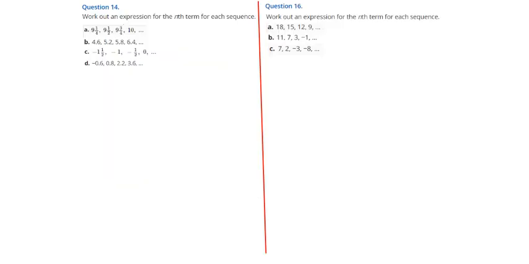Now here we have to find out the expression for the nth term. I think students should work out and find the nth term of the given sequence. So let us wind up this video. Hope everyone will find this helpful.